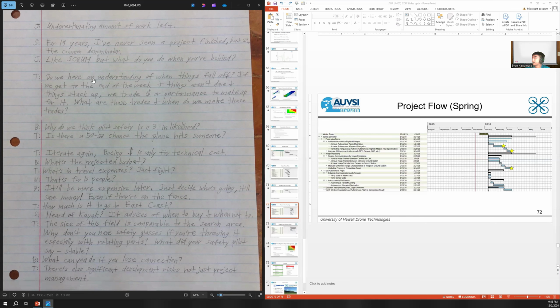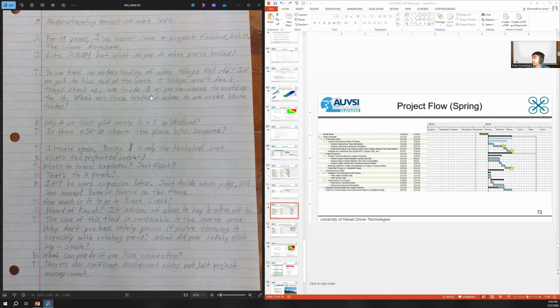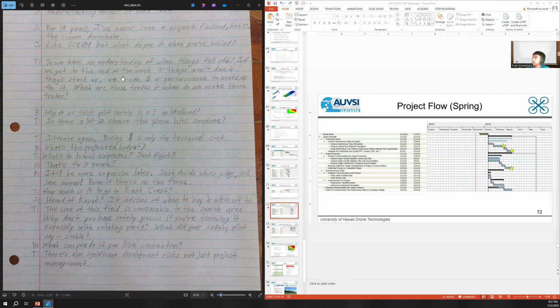Do we have an understanding when things fall off on the schedule? If we get to the end of the week and things aren't done, and then things start stacking up and compounding, we trade money or performance to make up for it. What are those trades and when do we make those trades? Yes, this goes back to our Scrum, talking with our teammates, seeing how they're doing, those kind of things.